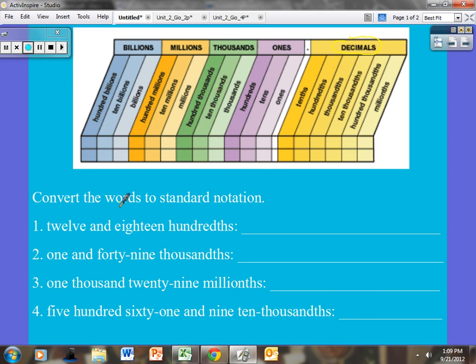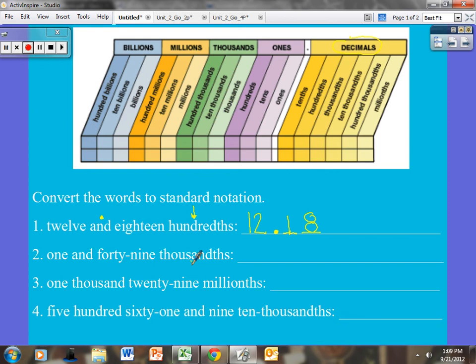So if I look at the first one here, 12 and. Now here's a keyword: and. And automatically tells me there's a decimal point. And 18 hundredths. Now the way I would start this, I know how to write 12. It's a 1 in the tens place, a 2 in the ones place, and I put my decimal point. Now it says 18 hundredths. That means the last digit must be in the hundredths place value. So I go tenths, hundredths. Well, 18, so that means the 8 is here and the 1 is to the left of it. 12 and 18 hundredths. Okay, we'll look at the next one.